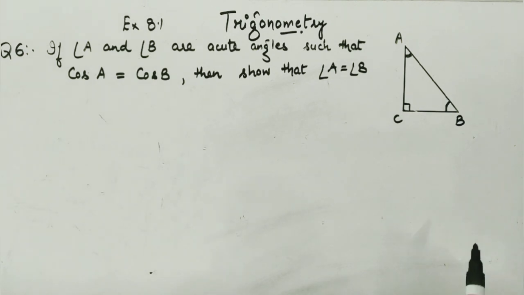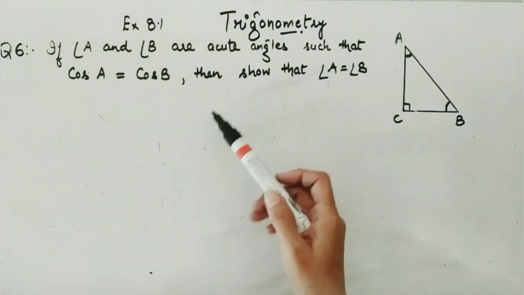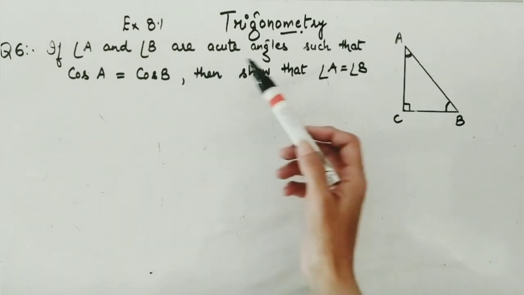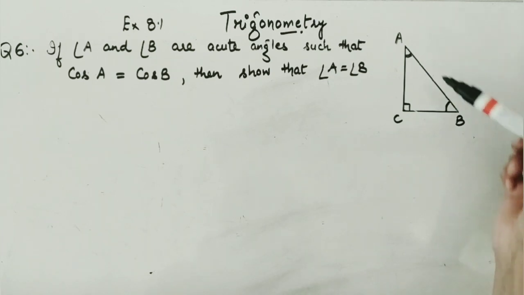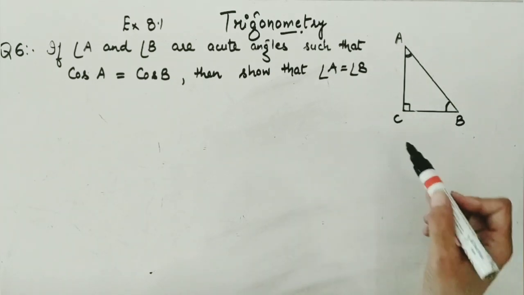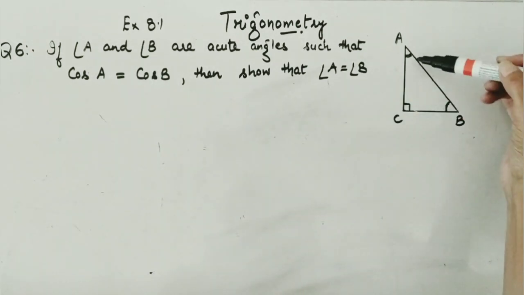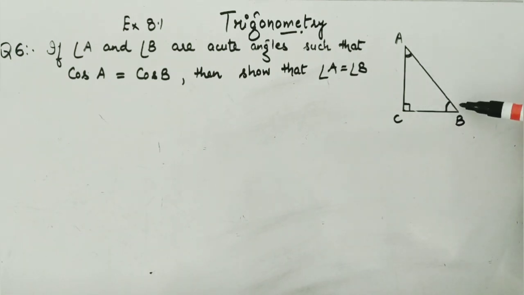Now let us discuss question number 6, which says A and B are acute angles such that cos A is equal to cos B. We need to show that angle A and angle B are equal. As you can see, question simply says they are acute angles. Choice is yours. You can make the angles in the same triangle the way it's done here. Triangle ABC is made. Angle C is 90. C has to be 90 because A and B are acute angles. If this is 90, these two have to add up to 90. Definitely A and B would become acute angles only.